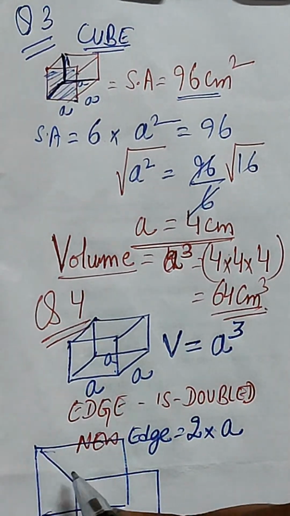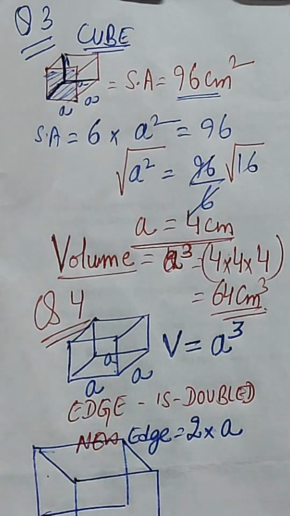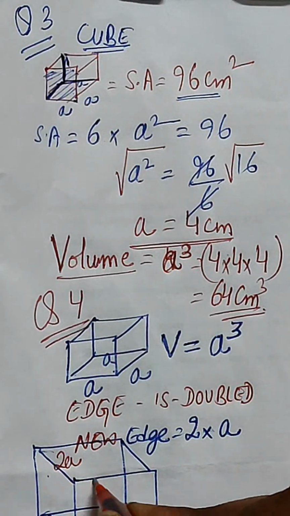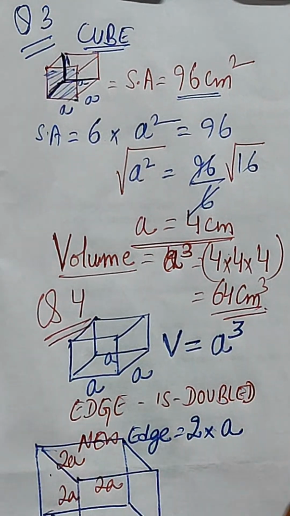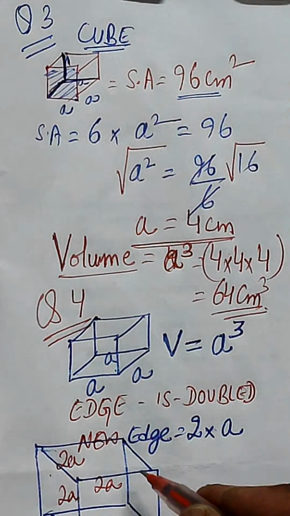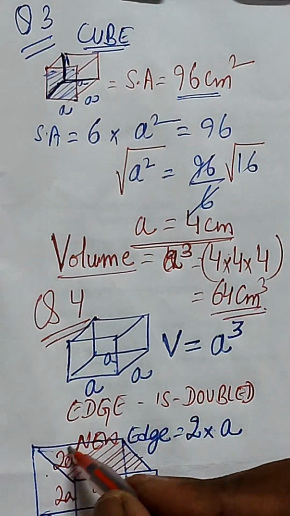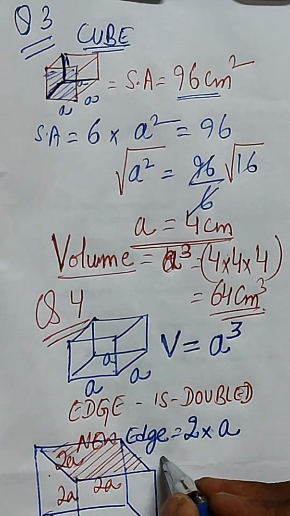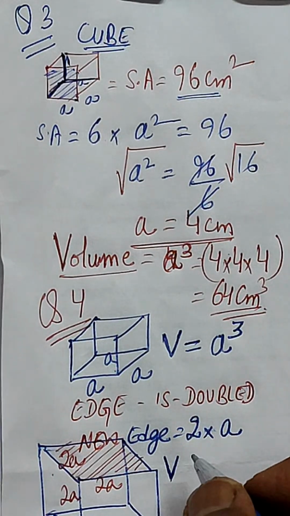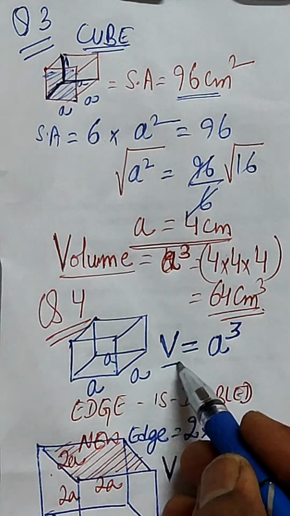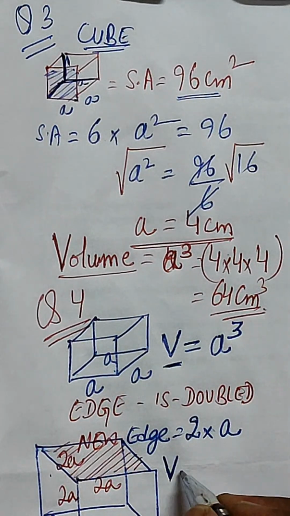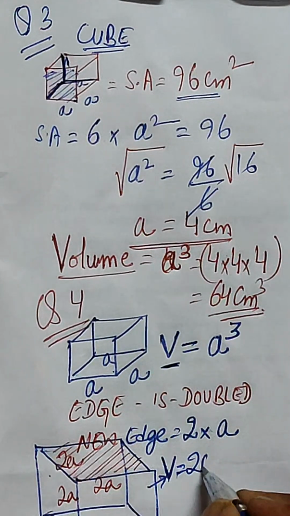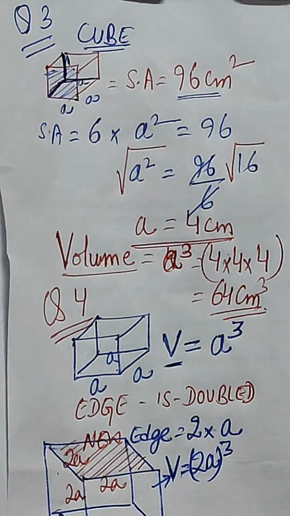And here you can see the edge of this cube is 2A, 2A, 2A, right? So this new cube will be equal to volume. What's that? We need to write it in the form of V only, right? So the new volume of this cube is equal to 2A whole cube, isn't it?